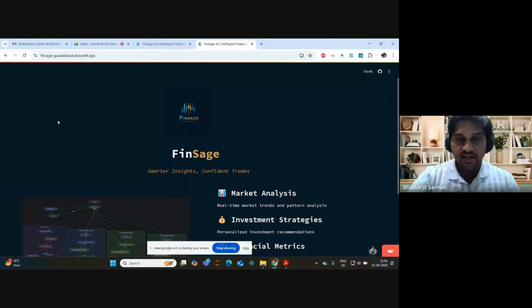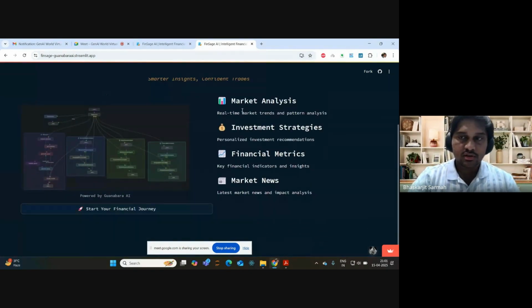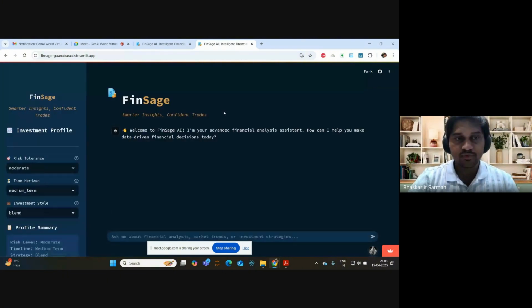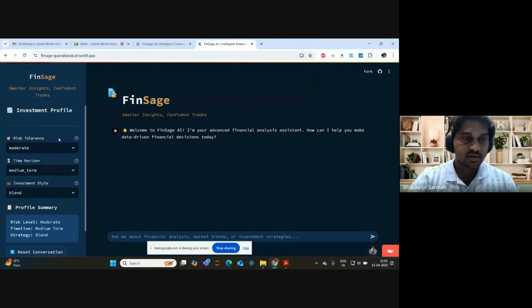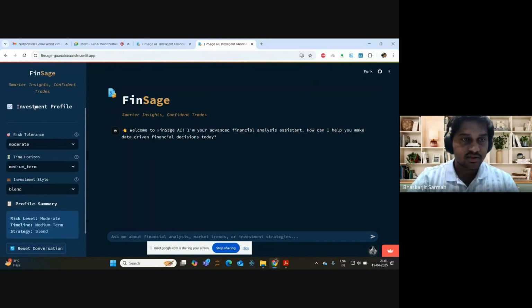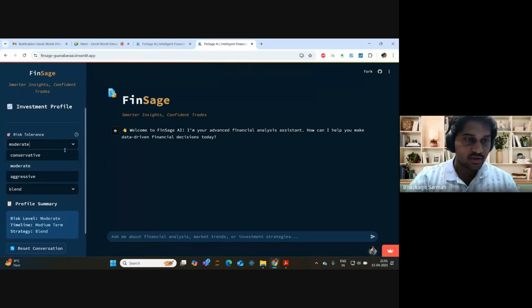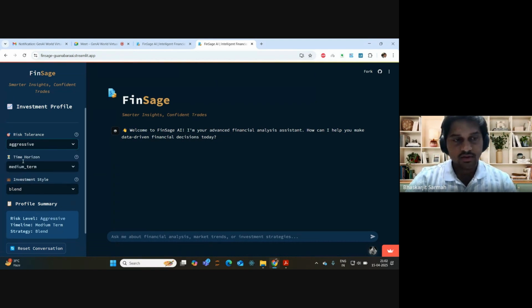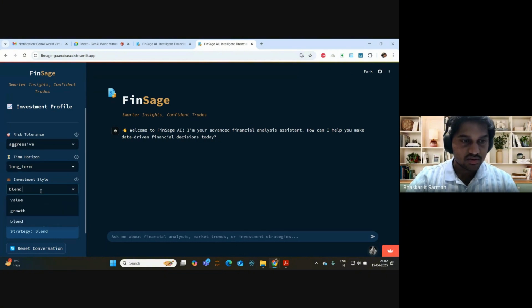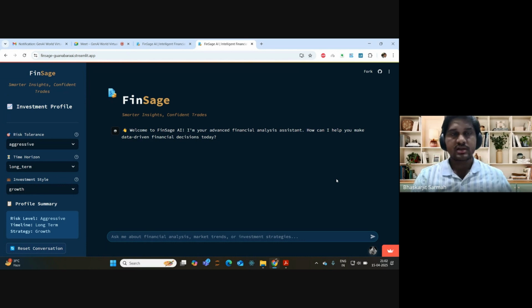So this is the landing page of FinSage. Once you log in here, you can start your financial journey. Click on start your financial journey, and then you can select your investment profile. This is your profile as a trader. So let's say, for example, your risk tolerance is aggressive, your time horizon is long term, and your investment style is growth. And let's imagine you're asking a question related to any security that you have in a portfolio.